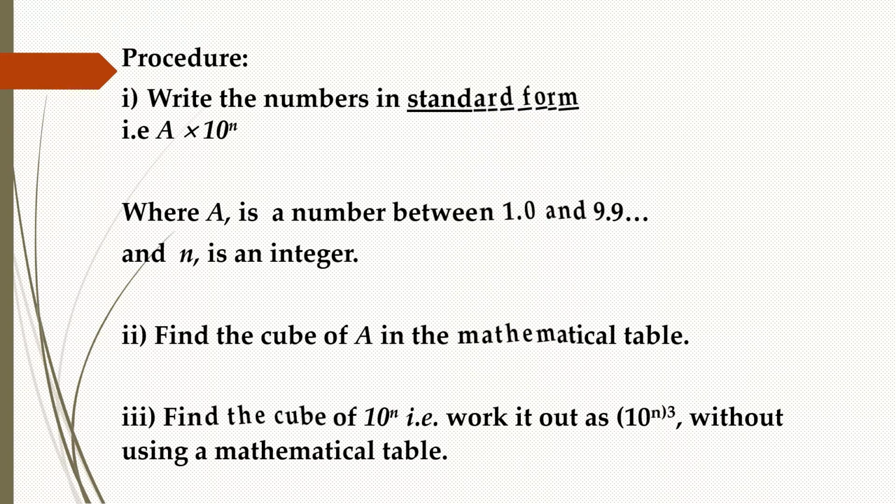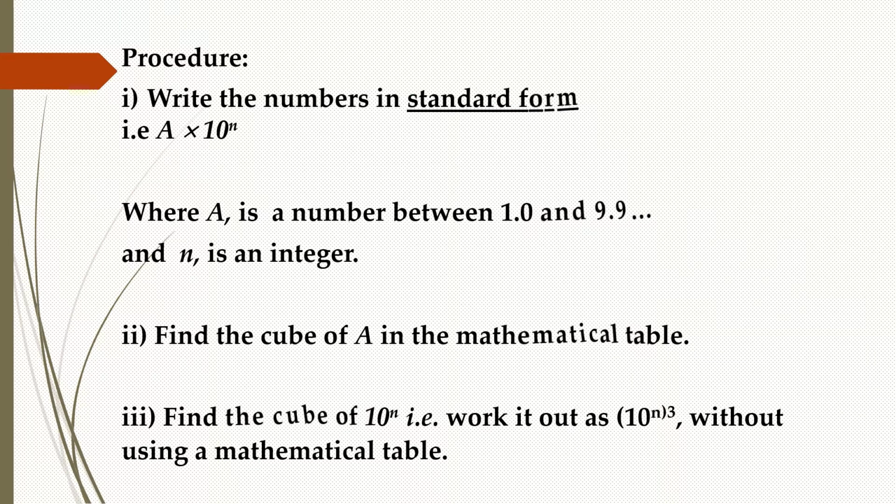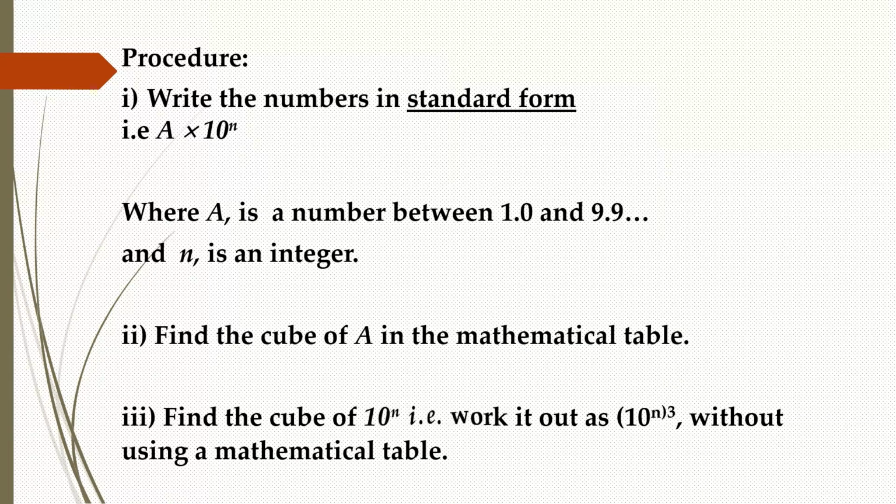As you can see there, when we write a number in standard form, we have two parts, a and another part 10 raised to power n. We are supposed to then find the cube of 10 raised to power n and work it out without the use of mathematical tables, since we have 3 as our cube, and that one will be like our power. So 10 raised to power n, then raised to power 3, and this one we're just going to multiply the powers.